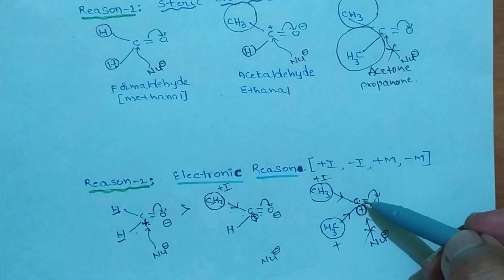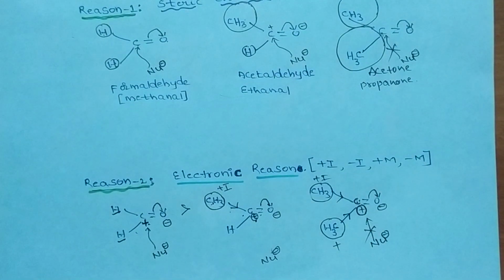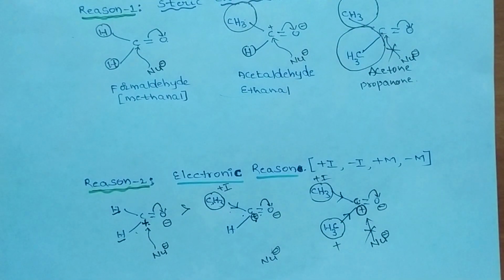That means this carbon has sufficient electrons, so it is not accepting electrons from the nucleophile. So nucleophilic addition reactions become slower. That is called electronic resonance. A plus I effect means the positive charge on the carbonyl carbon decreases, attacking of the nucleophile is less, and therefore there is less nucleophilic addition reaction.